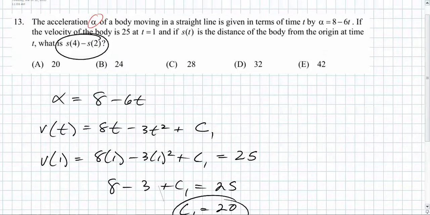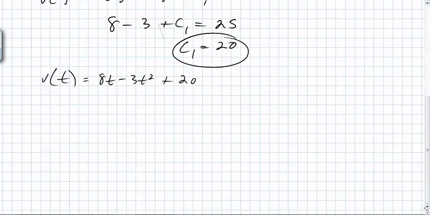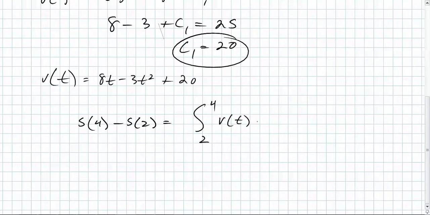What's the relationship between the position function and the velocity function? Exactly. So the way you can think about this is s of 4 minus s of 2 is just the integral from 2 to 4 of v of t dt. That's all it is. You could just integrate this and do it, but I just want you to notice that that's what that is, right? You're going to do the same work, but that's just something you can say.